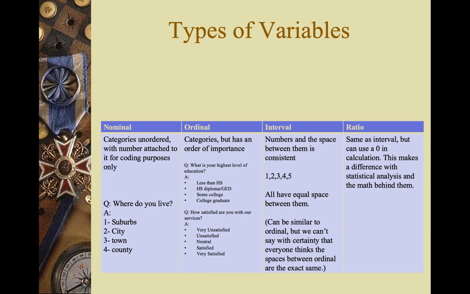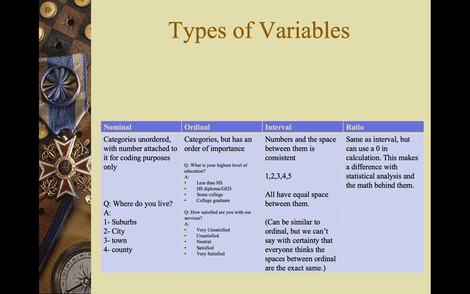Nominal, these are categories, but they're unordered. And there's a number attached to the category for coding purposes only. The number doesn't mean anything, but it's just there so we can use it in a statistical manner. So where do you live would be a question that you might ask someone. And then the answer would be suburb, city, town, or county. So that's a nominal type of variable.